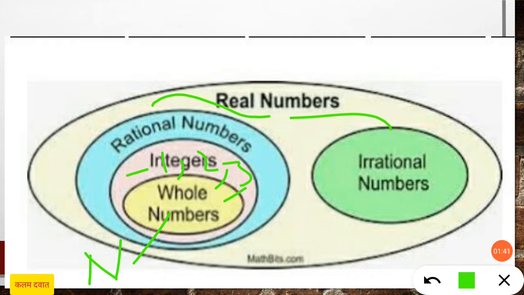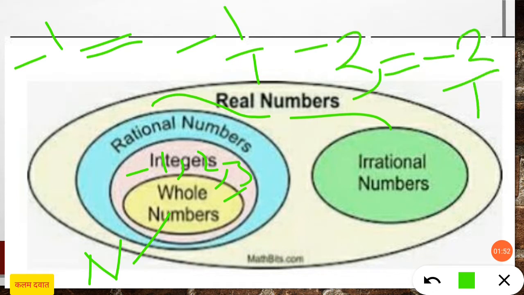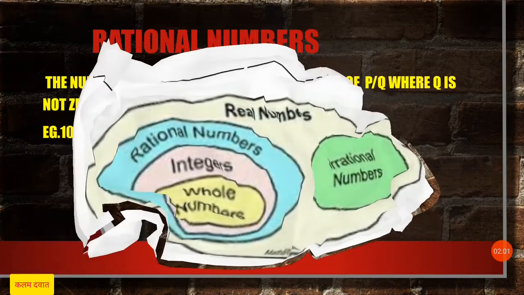And all the integers are said to be rational numbers because they can be written in the form of a ratio. Like if -1 is written, I can write this as -1 upon 1. If -2 is written, it can be written as -2 upon 1. So all integers are in the form of a ratio, so they can be called rational numbers. But first of all, we have to study rational numbers, so let's move further.